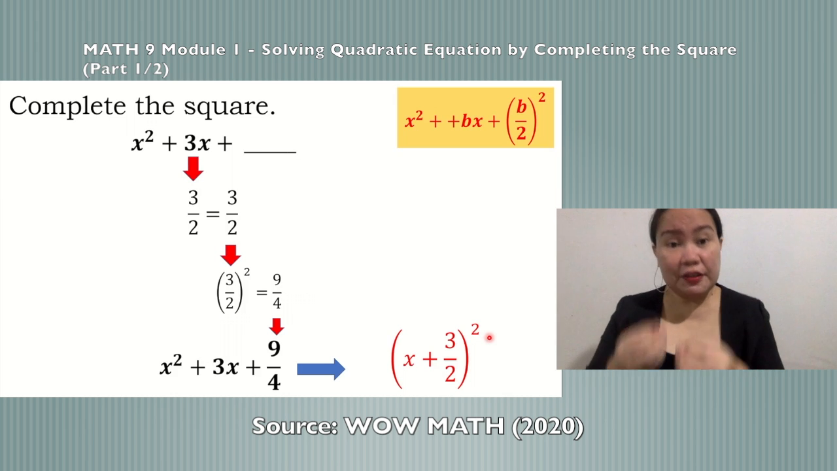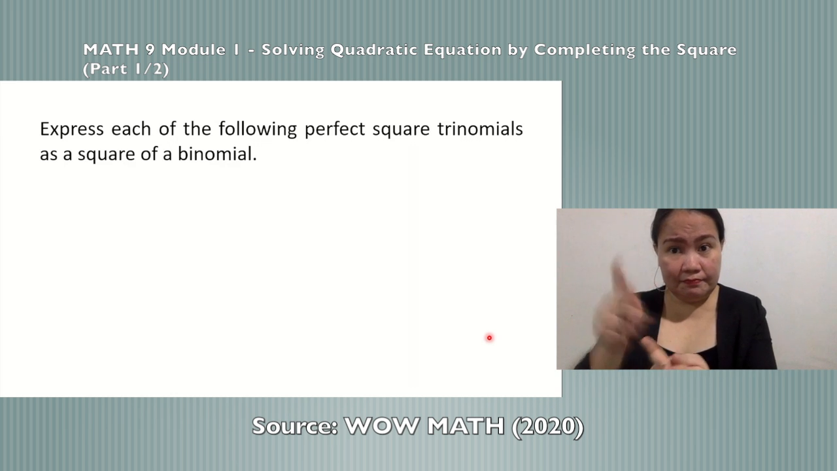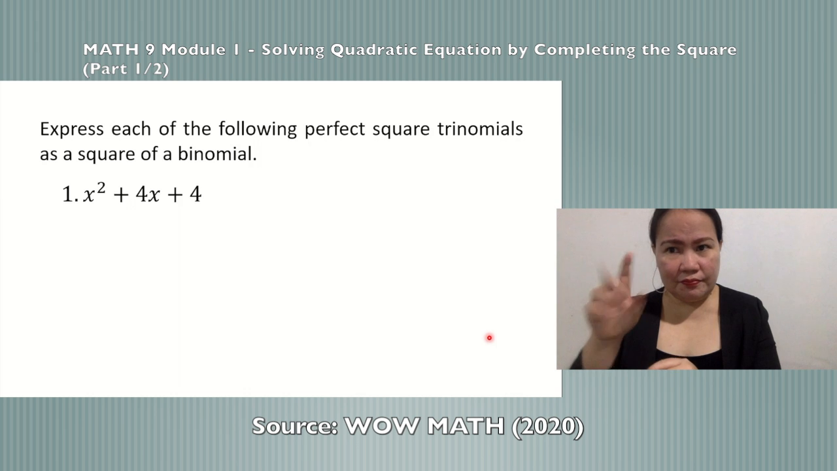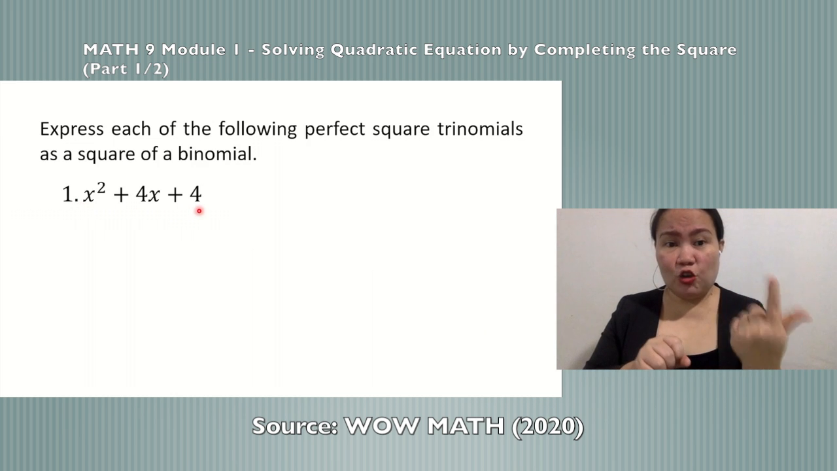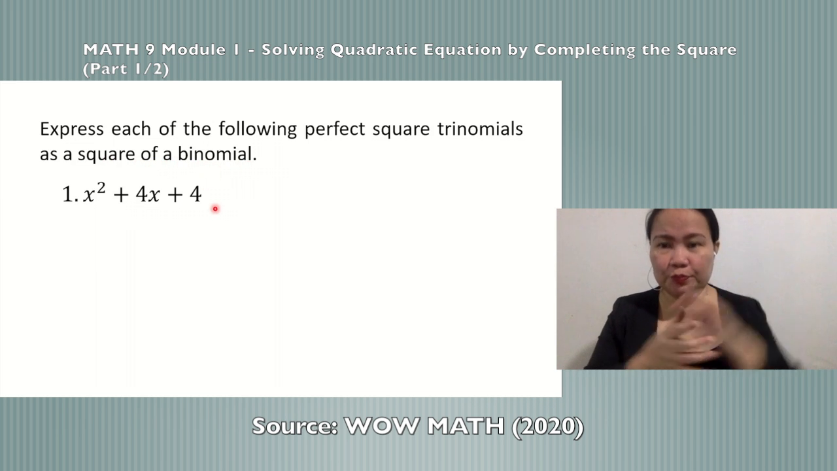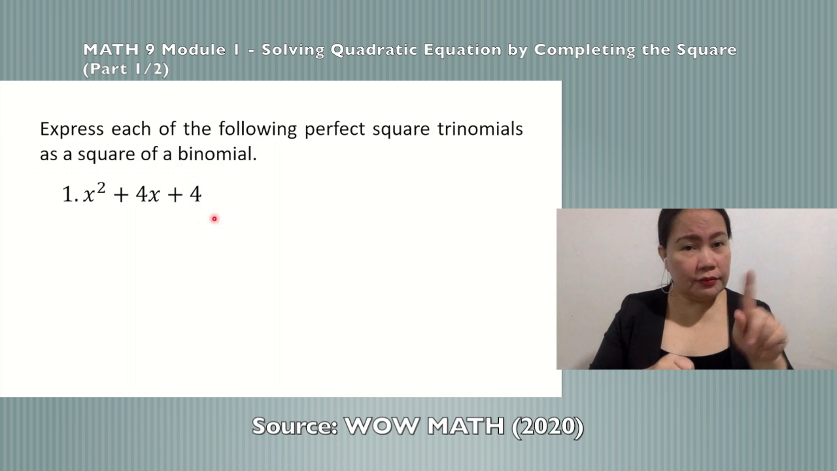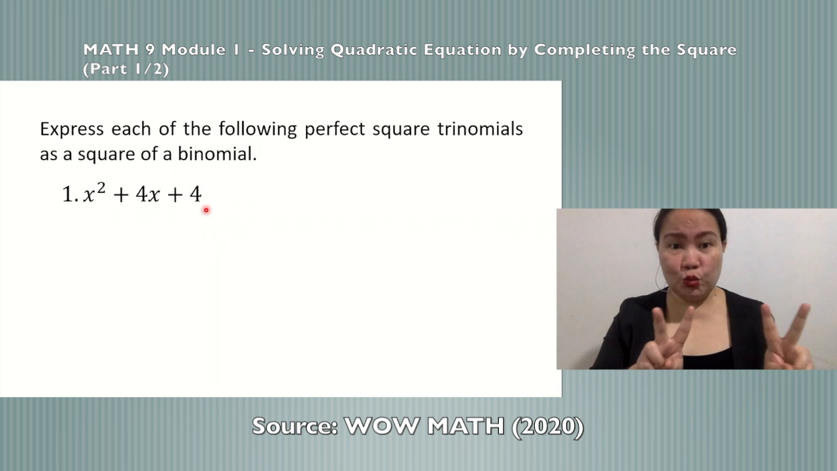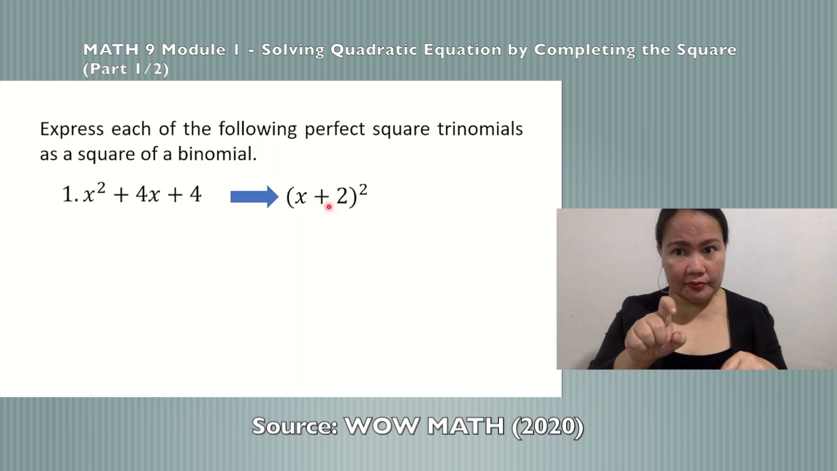So, I'll give you more examples. Express each of the following perfect square trinomials as a square of binomial. First, x squared plus 4x plus 4. So, itong mga given na to ay perfect square trinomials na. Ang gagawin na lang natin, gagawin nating square of a binomial. So, kanina, anong sabi ko? Kapag kinukuha natin yung square of binomial, kunin lang natin yung square root ng constant term nyo, yung nasa dulong term. So, ano yung square root ni 4? That is 2. So, therefore, ang square of binomial is x plus 2 squared.